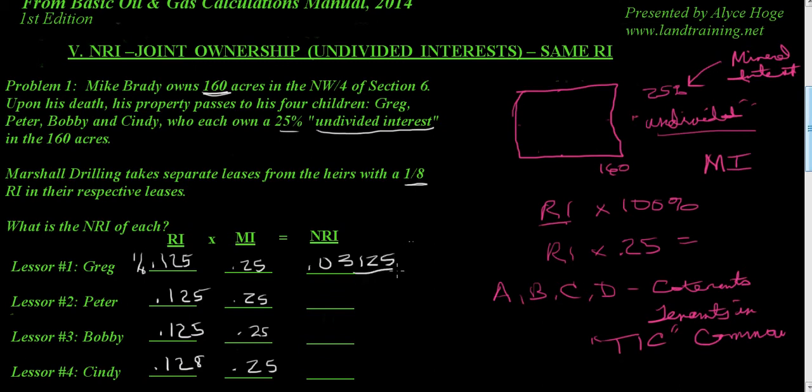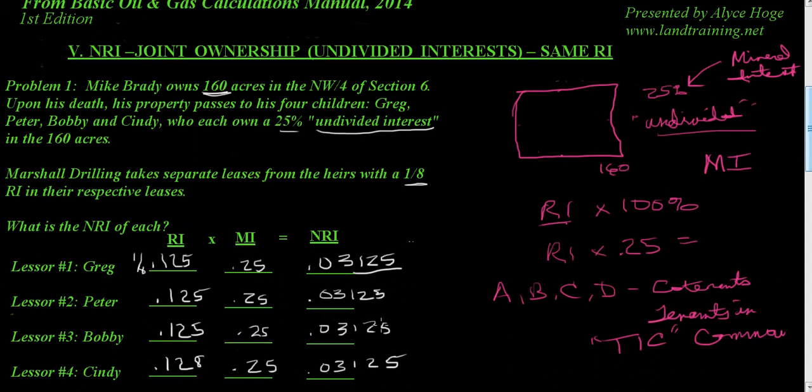Now, before they owned a 0.125, so they had a 1 in this first decimal place. Now their interest is reduced. Now we have a 0 here. So you can see that they lost interest. It's going to be the same for every owner. 0.125 times 0.25 is going to be 0.03125. So each of these owners is going to own a 0.03125, or a 25% interest in the 1/8.